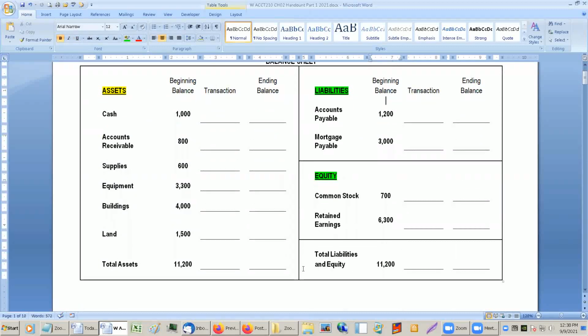And so these two sides have to equal, so the total assets have to equal the total liabilities.